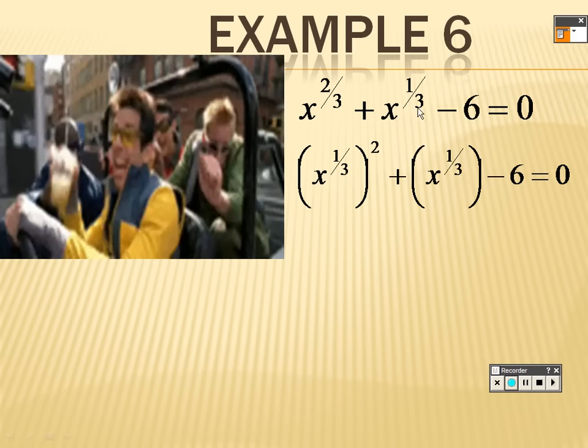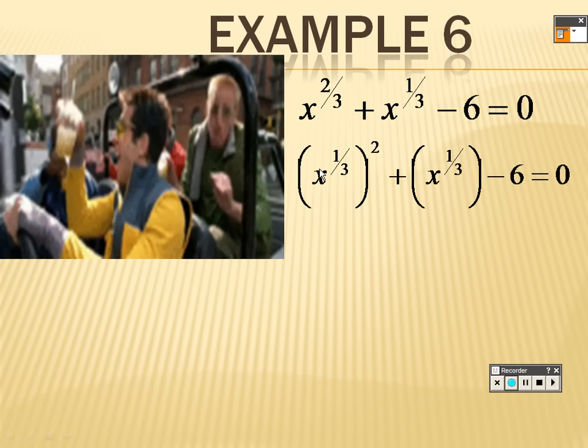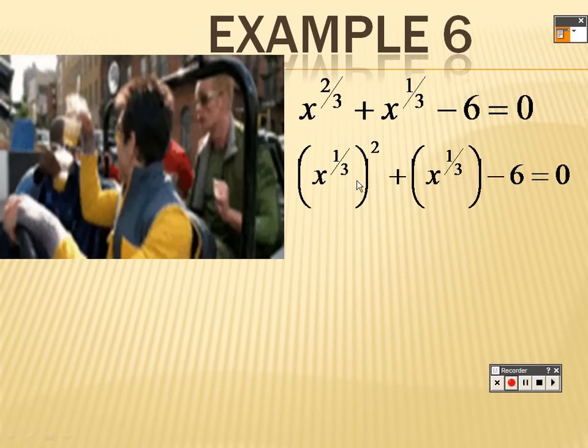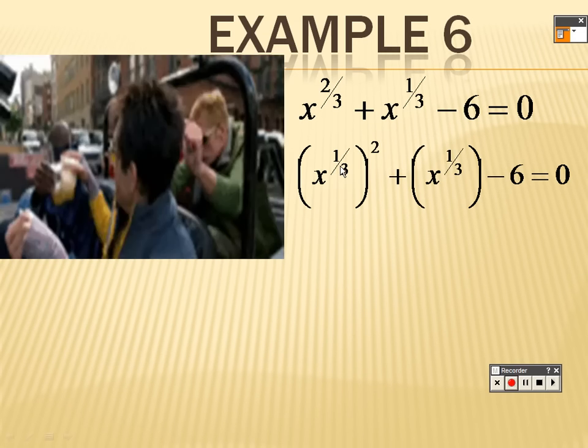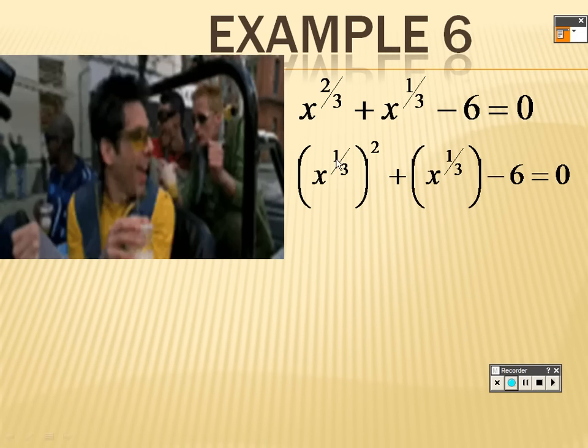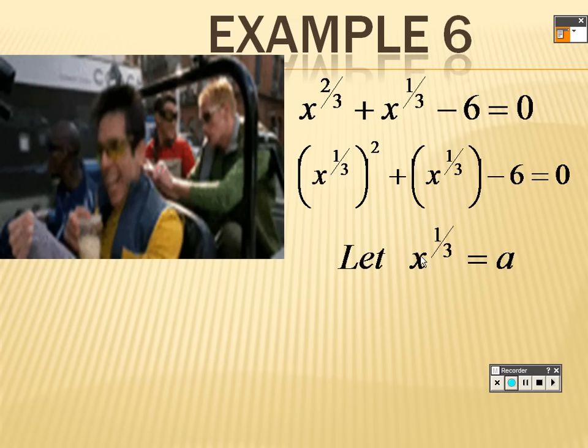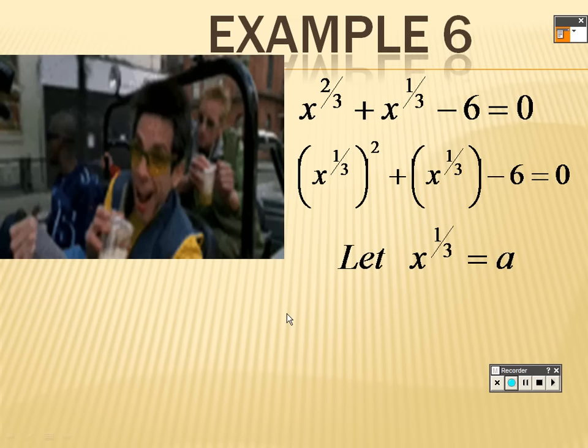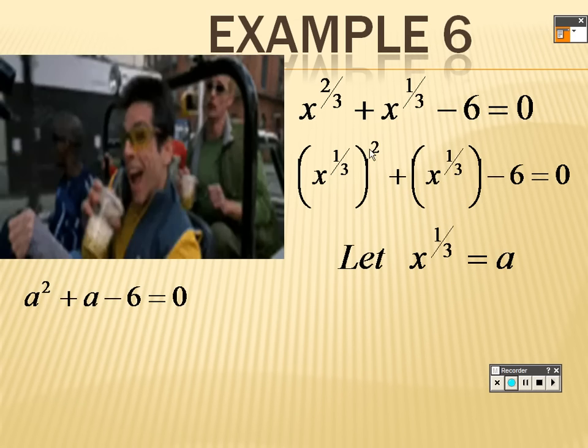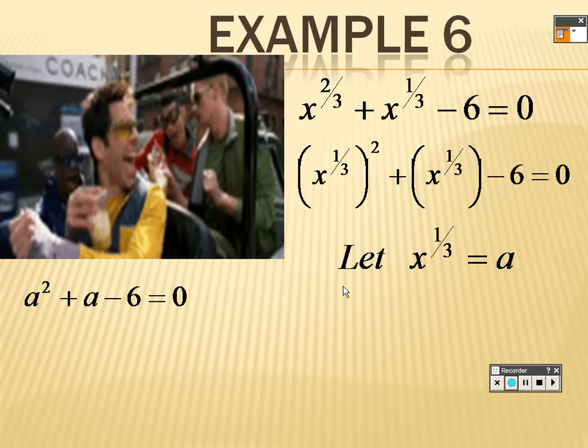This is already a third. I'm going to rewrite a third as a third squared, because remember, when you have parentheses, a third times 2 would be 2/3, which is exactly what I have up there. And now I'm going to make that x to the 1/3 be an a. And when I resubstitute, that's why I get a squared plus a minus 6. This is something you can do.